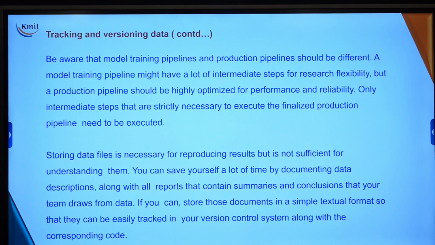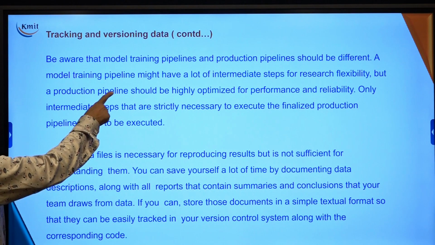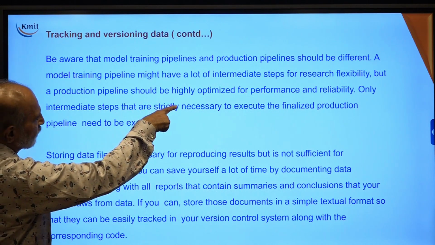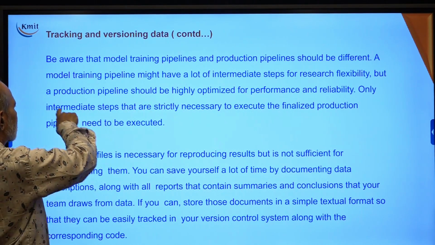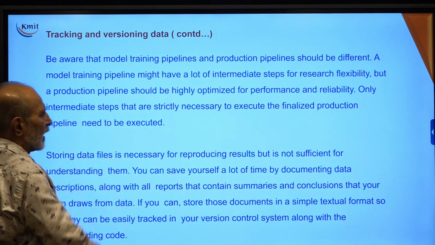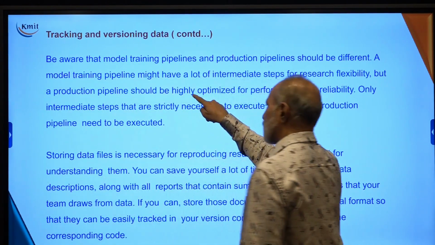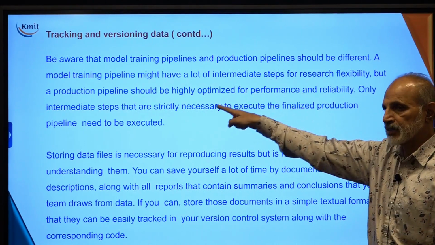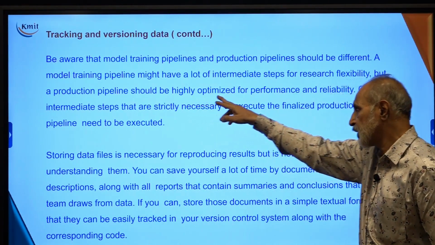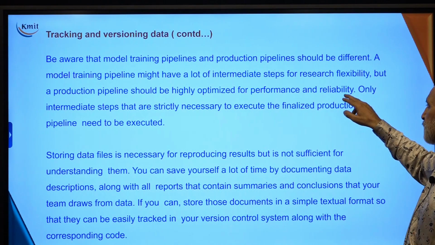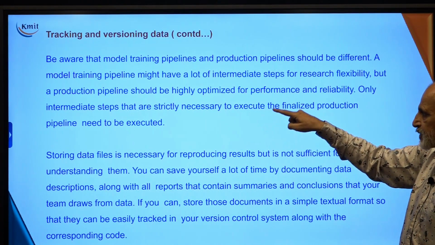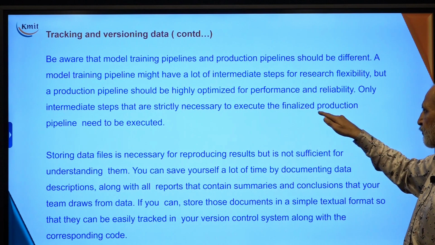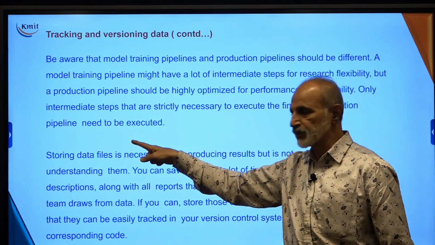Okay. Be aware that the model training pipeline and production pipeline should be different. A model training pipeline might have a lot of intermediate steps for resource flexibility, but a production pipeline should be highly optimized. This is the underlying principle. The model pipeline is different and the production pipeline is different. The production pipeline has to be highly optimized for performance and reliability. Only intermediate steps that are strictly necessary to execute the final production line should be executed.